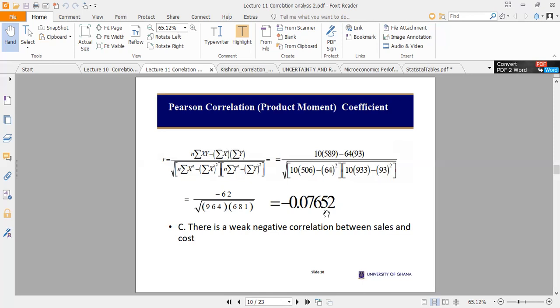It is weak. If you have a strong correlation, then the prediction is better. But if it's weak like this, we can't really use it for prediction. Okay, so that's how we calculate the Pearson correlation coefficient.